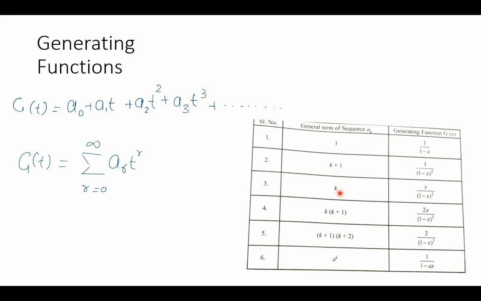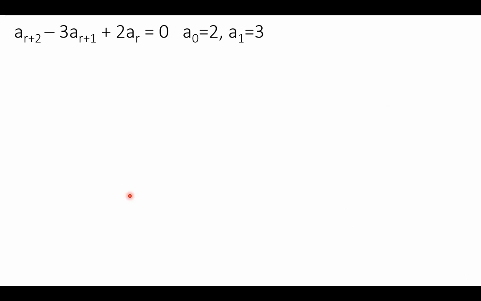So let's jump directly into the numerical problems. Let's take this numerical problem: ar plus 2 minus 3ar plus 1 plus 2ar is equal to 0 under the initial conditions a0 is equal to 2 and a1 is equal to 3. Now we have to solve this recurrence relation with the help of the method of generating functions.